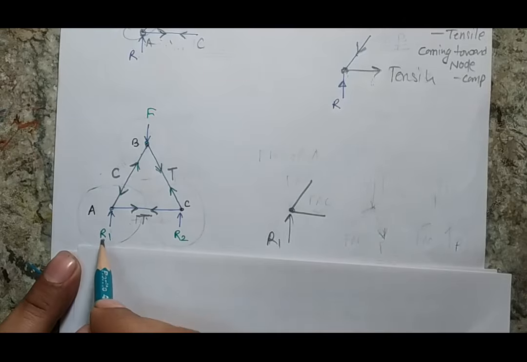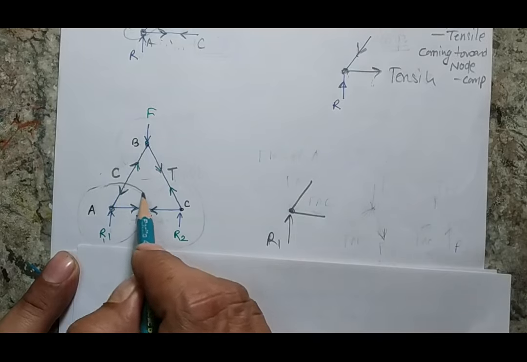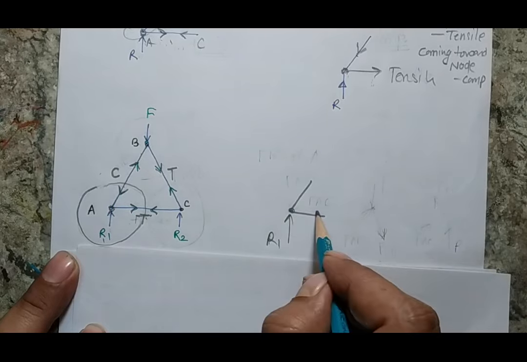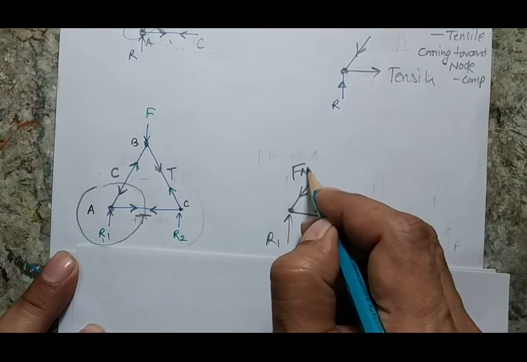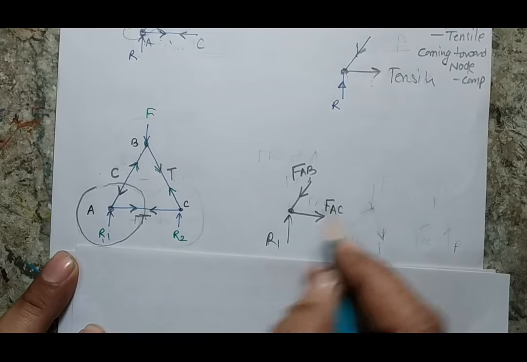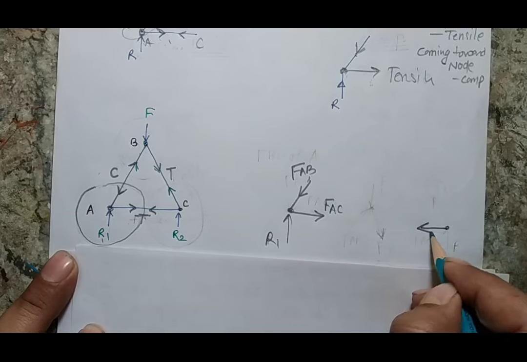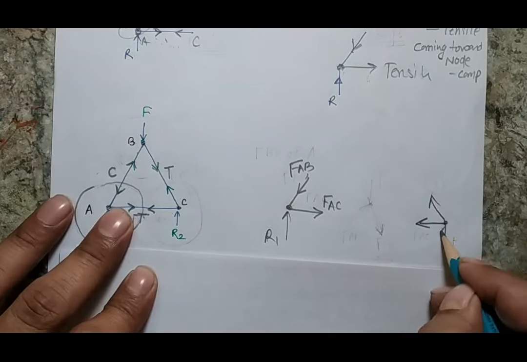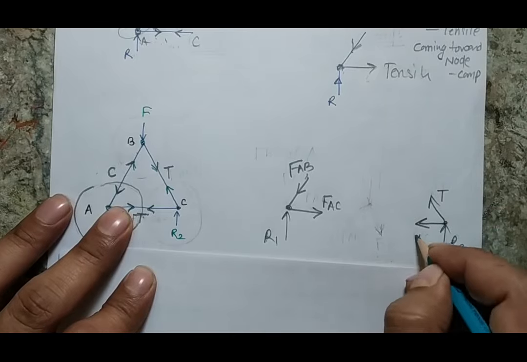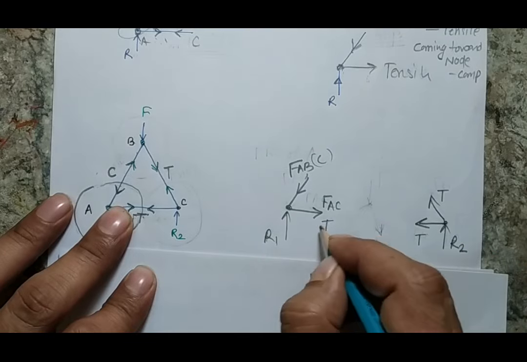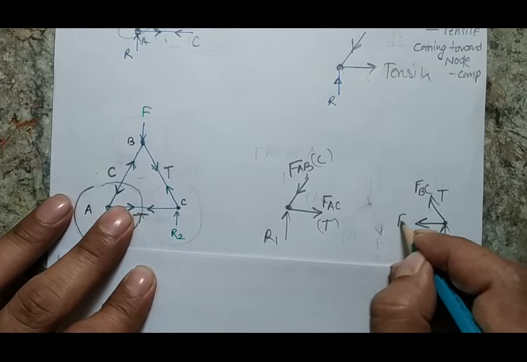So when I make the free body diagram of this joint A, I am not going to see these arrows, I am going to see these arrows. So I am going to consider these three conditions for my free body diagram. That means this is my force F AB and this is my force F AC. Similarly, when I make the free body diagram of joint C, having one force in this way, another force in this way, another force in this way, this is my reaction R2. So this is a tensile force, this is also a tensile force, and this is a compressive force. This force will be written as F BC and this force will be written as F AC.